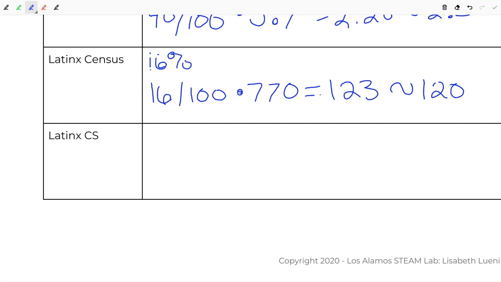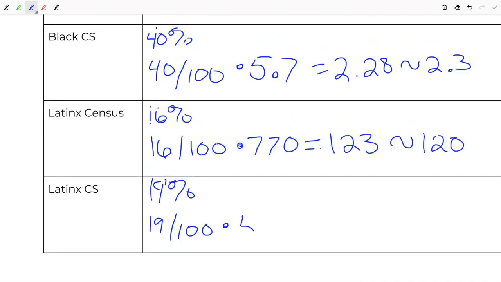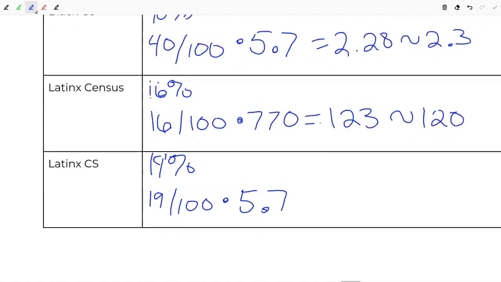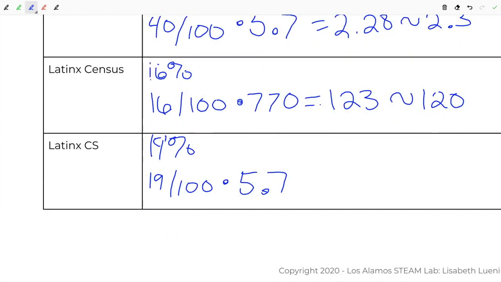Okay, so now our final question is how many Latinx people are in the criminal justice system that we've set up on our lawn? And that is 19%. Again, not 19% of the people on our lawn, not 19% of the Latinx population on our lawn, but 19 out of 100 times the 5.7 people that we've set aside. Which gives us 1.08, which turns into 1.1.